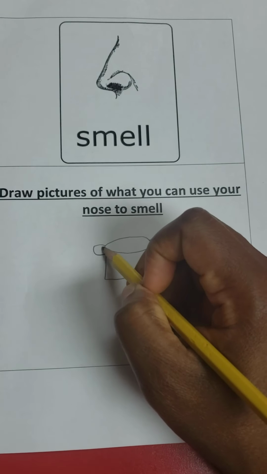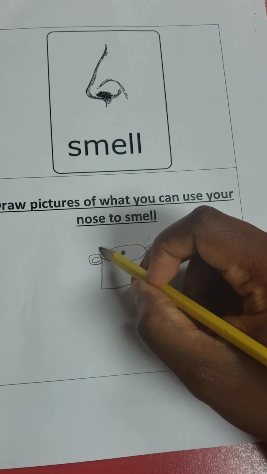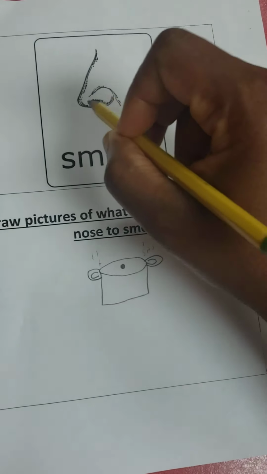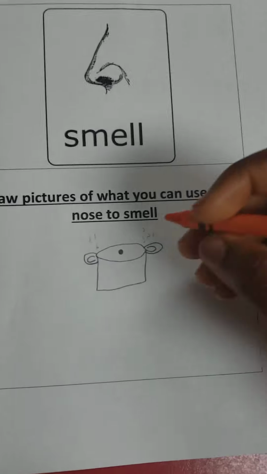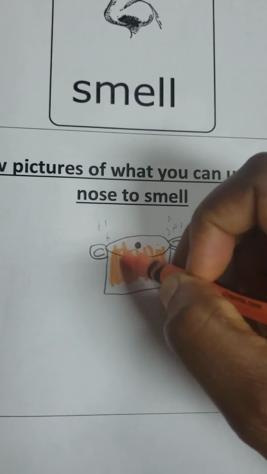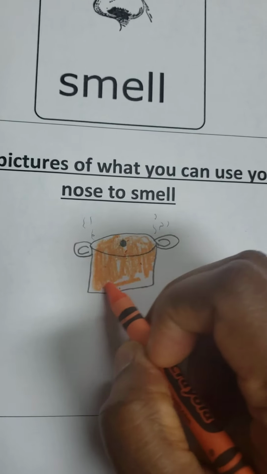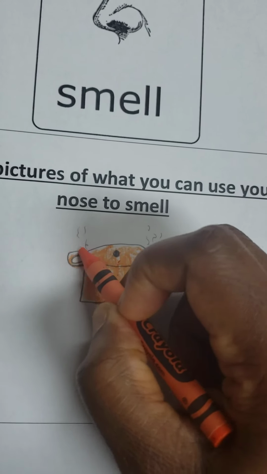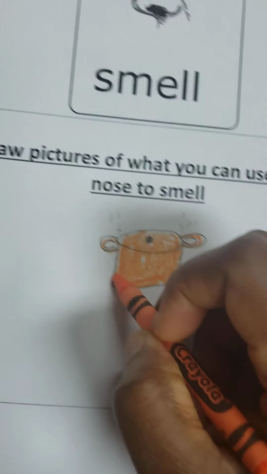And then this is the top. And I'm going to put some really smoky things. The smoky things are going to come right into my nose. That means food is ready for me to eat. Now I like orange. I'm going to color my pot orange. And then this is what I can use my own nose to smell. You can draw different things. You can draw flowers. You can draw anything you think you can use your nose to smell. And that is all you need to do for this page.